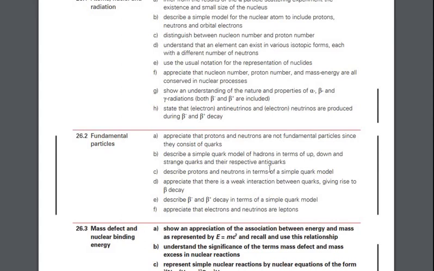Describe protons and neutrons in terms of a simple quark model. As we said, for this it is good to know up up down. So basically 3 quark combinations.